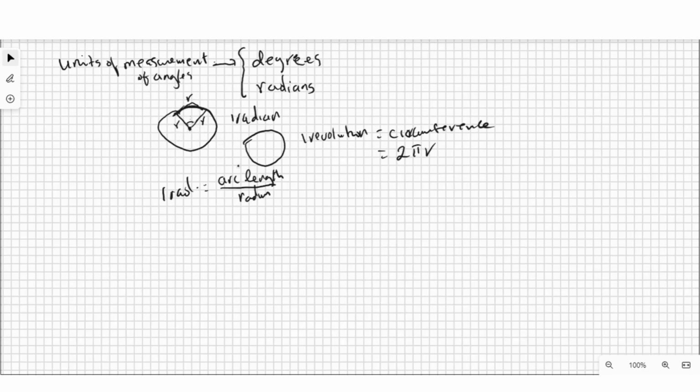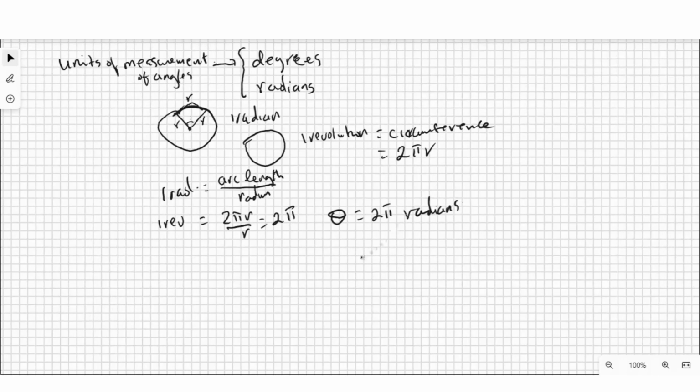If it was the circumference, how many radians are in 1 revolution? The arc length is 2 pi r divided by r. R and R cross out, which is 2 pi. So 1 revolution will be 2 pi radians. So we say my angle is 2 pi radians. We don't put the word radians, but it is radians, 2 pi radians.